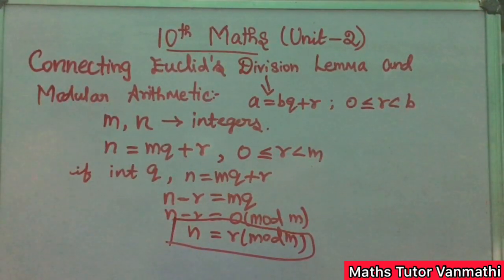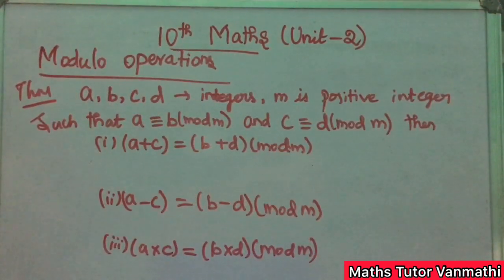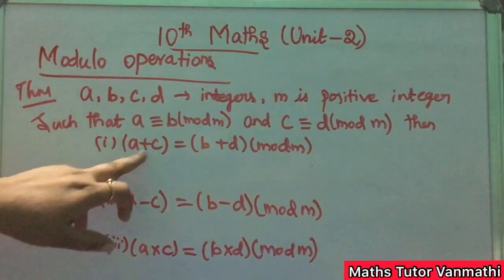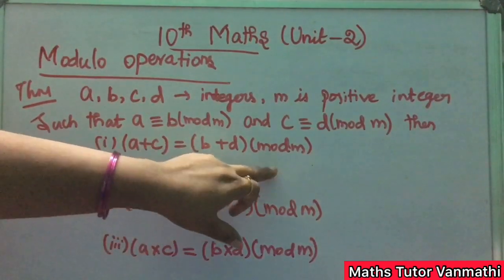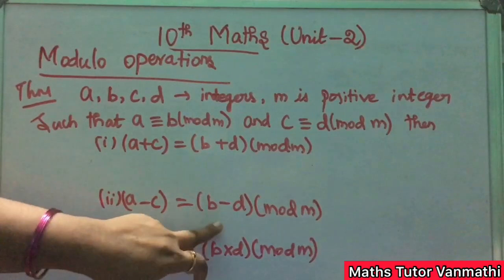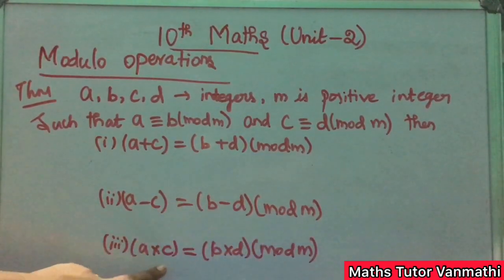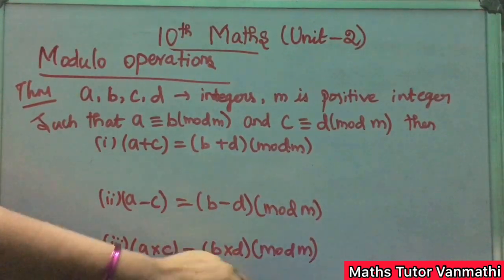Next we can see the section modulo operations. Under this topic they have given one theorem. Let a, b, c, d be integers and m a positive integer such that a is congruent to b mod m and c is congruent to d mod m. Then they have the following results: a plus c is congruent to b plus d mod m, a minus c is congruent to b minus d mod m, and a into c is congruent to b into d mod m.